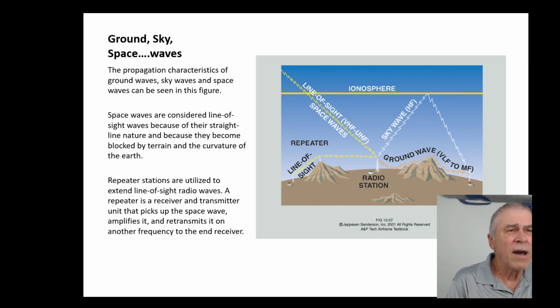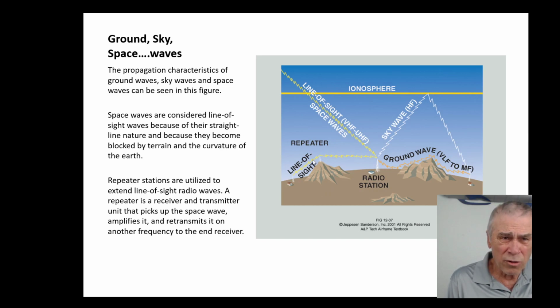There's ground, sky, and space waves. You can kind of see the waves on the picture. The ground waves follow the contours of the Earth. Sky waves, it looks like it bounces off the sky, which we can see is the ionosphere. And the last one here is space waves. It just keeps going out to space. Apparently, line of sight is another way of referring to space waves.